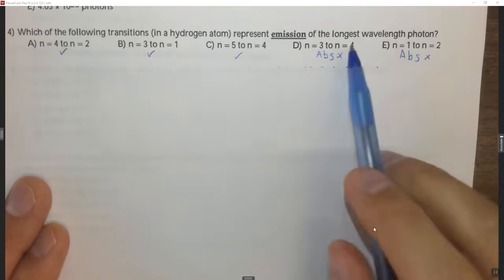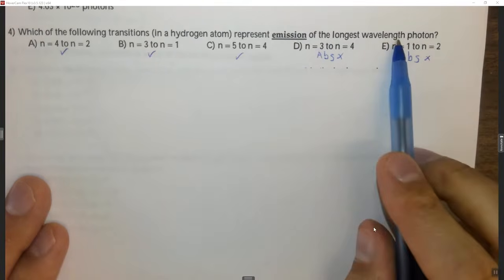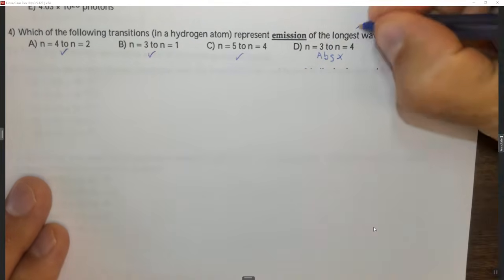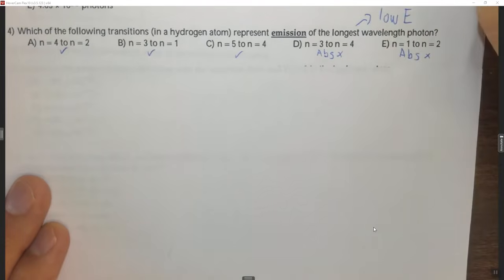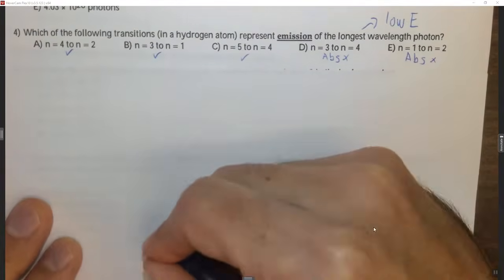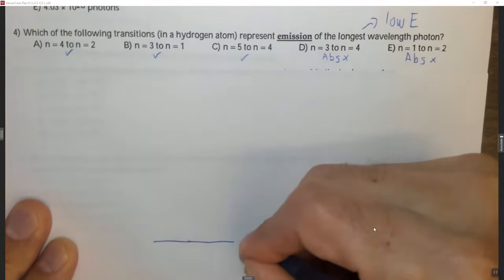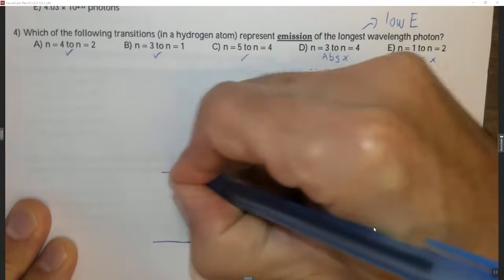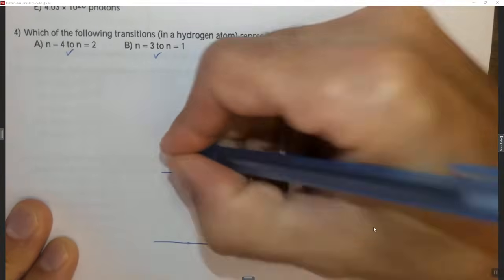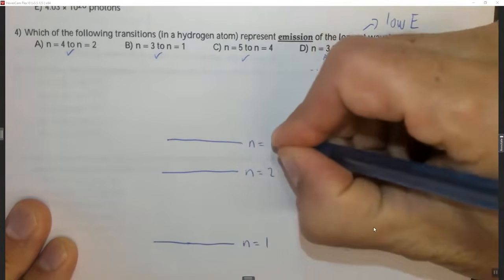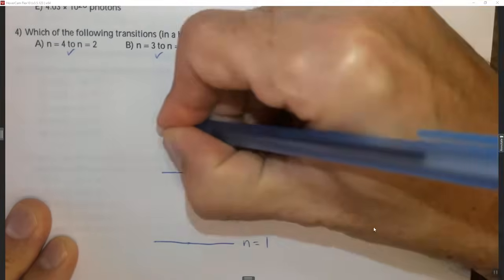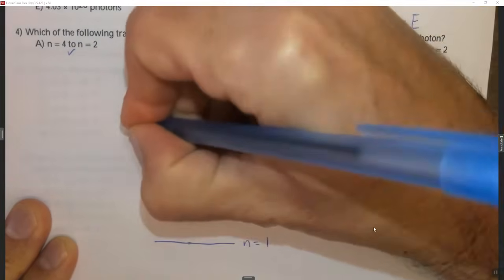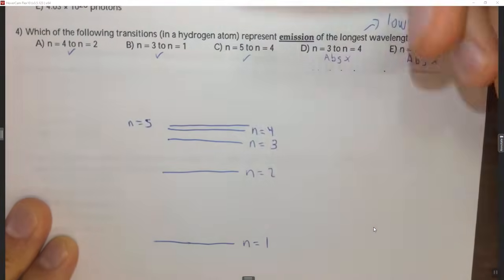Now the next thing I want to look at is this longest wavelength photon. Long wavelength means low energy. So we want the lowest energy emission. What I'm going to do is try to redraw what we had before so I can write on it. So this is n equals 1. This is n equals 2. This is n equals 3. This is n equals 4. And then n equals 5, because that's what we have on our list.